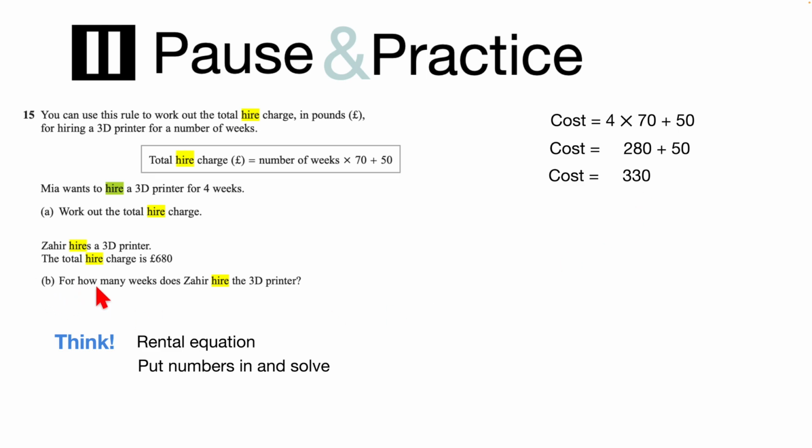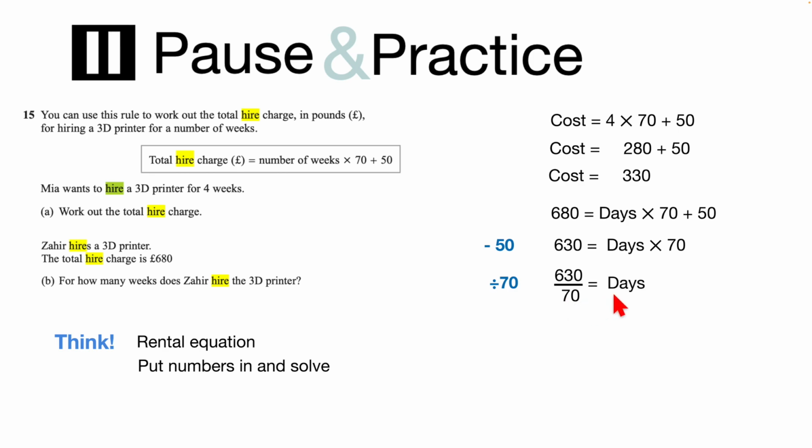This is the harder way now. How many weeks does Zahir hire the 3D printer for? He's paid 680. So that goes here as the hire charge. 680 equals days, oh, that should be weeks, times 70 plus 50. You won't lose a mark for that though. Minus 50. 630 equals weeks times 70. So I'm going to divide by 70, 630 divided by 70 equals 9. Check. So I plug my answer into here. I know it's 680 equals 9 times 70 plus 50. Does it? It does equal 680. Thank you very much. That's correct.